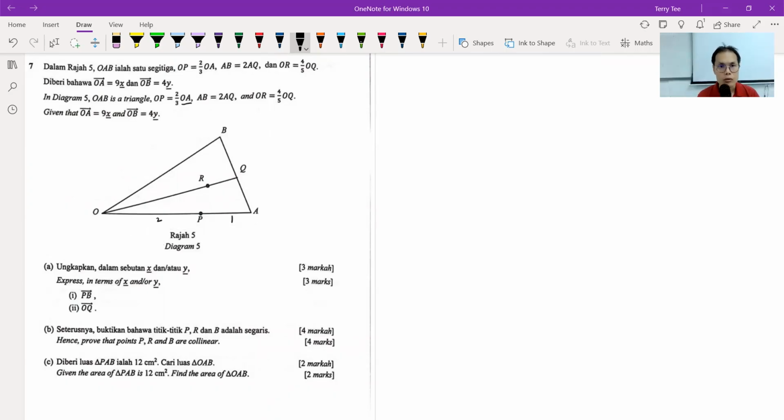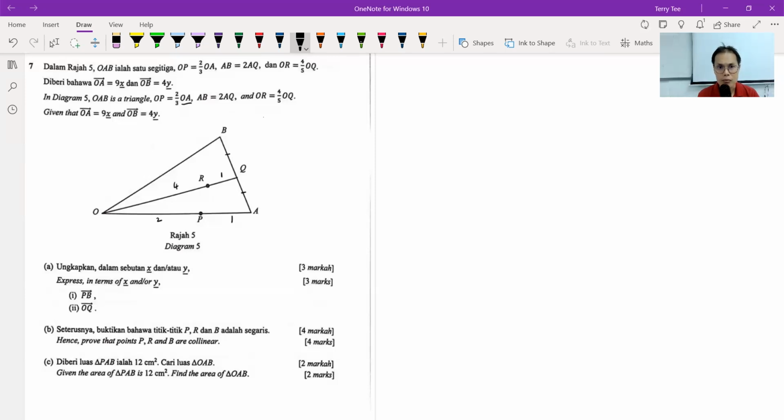Now, AB is twice the length of AQ. So that means these two are equal length. That means Q is the midpoint. And OR is 4 over 5 of OQ. That means this is 4 and this should be 1. Now your OX is given as 9x.